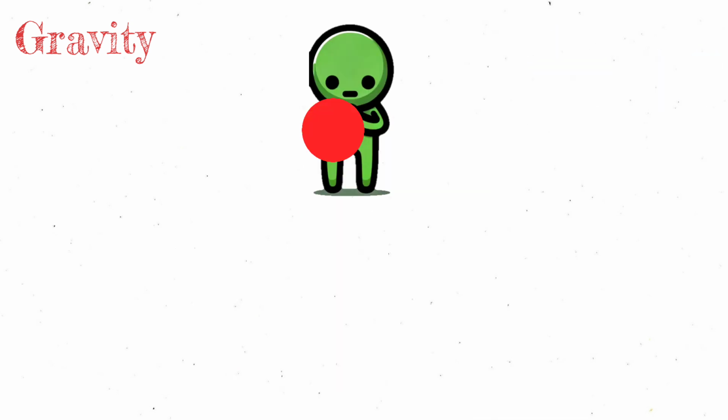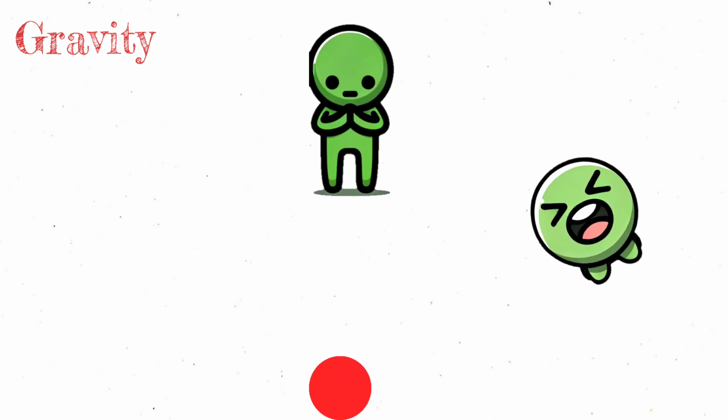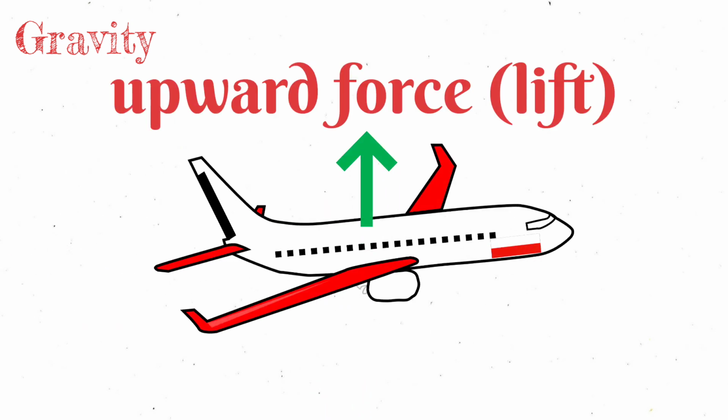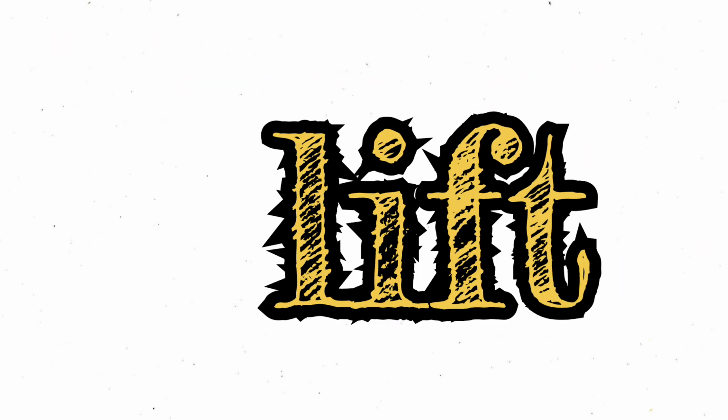It's why objects fall when dropped and why we can't float away. For an airplane to take off and fly, it must generate enough upward force to overcome gravity. 2. Lift. This upward force is called lift, and it's created by the airplane's wings.